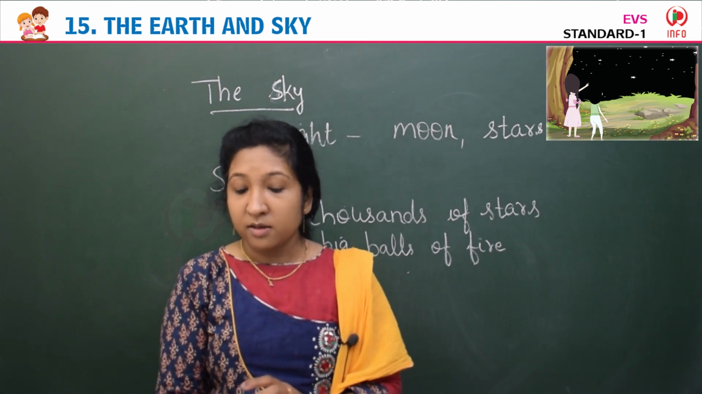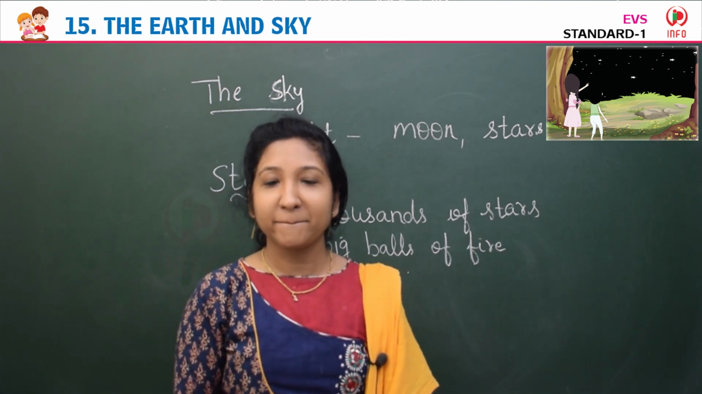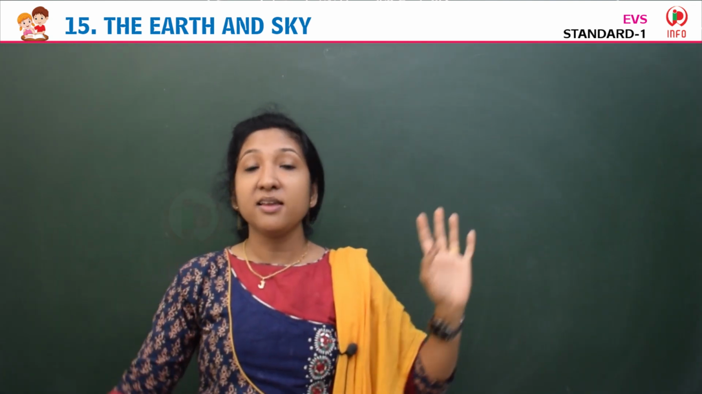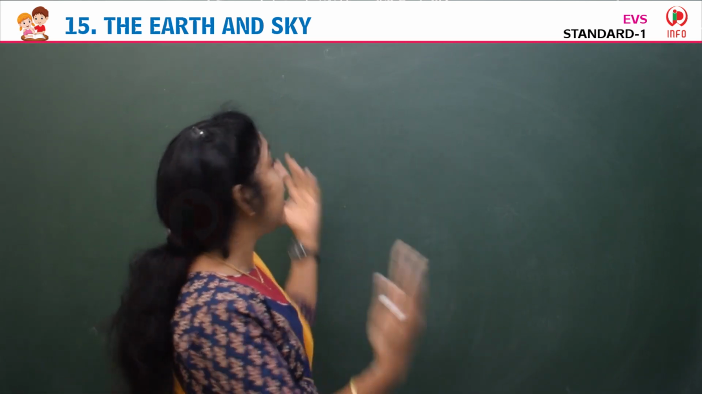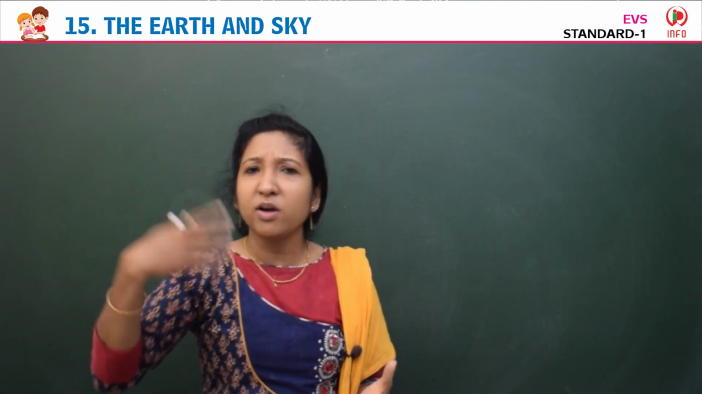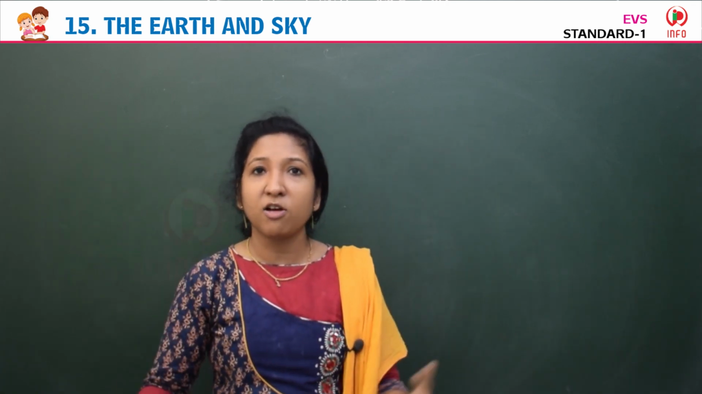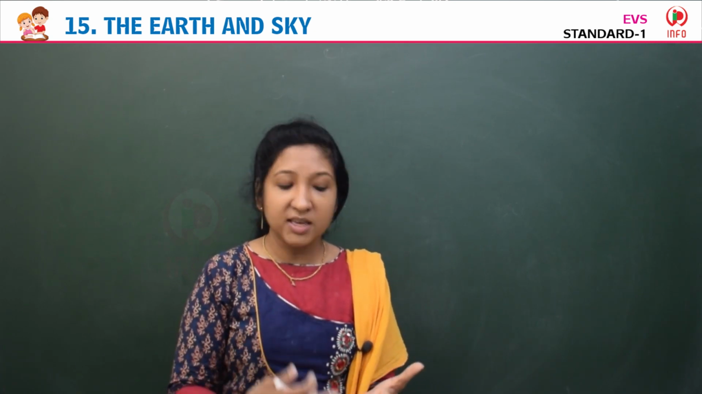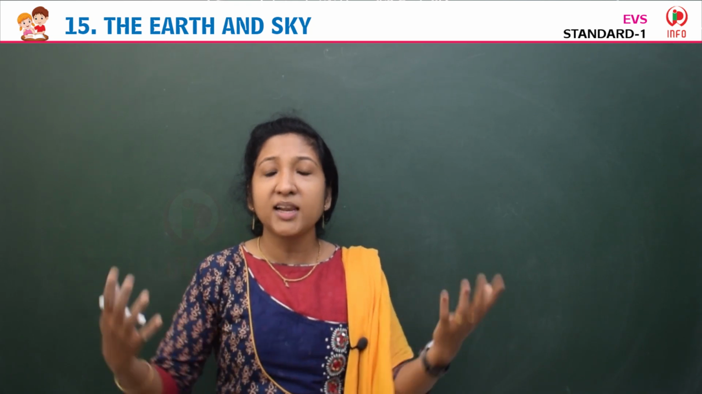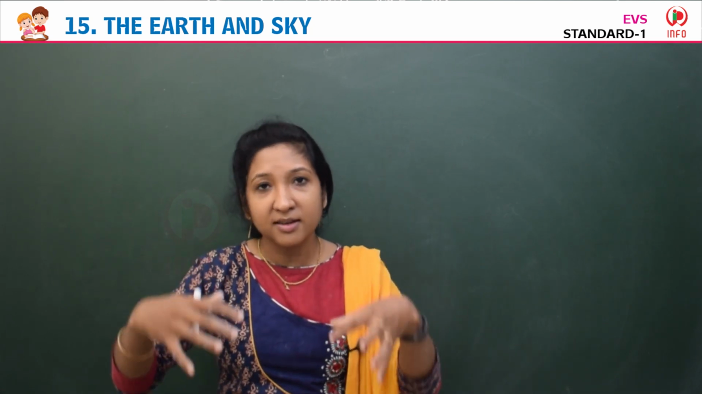Yes, so what all things did we learn here, children? Tell me, today what did we learn? Yes, we learned about the earth and sky. Tell me what you know about the earth now. Yes, earth is the place where we live, isn't it? We all live on earth, not only we human beings, we people. Plants, trees, animals, everything live on earth. Many things we can see around us, all on this earth.